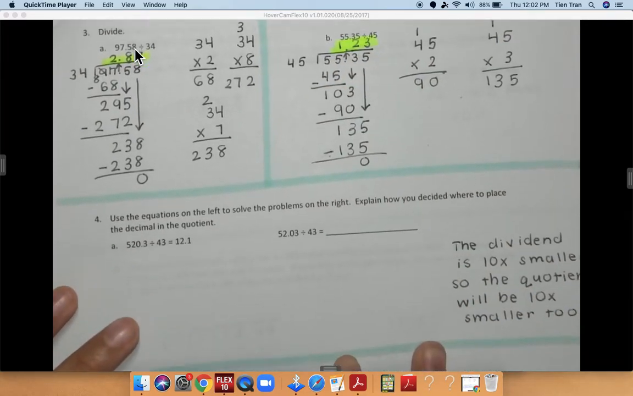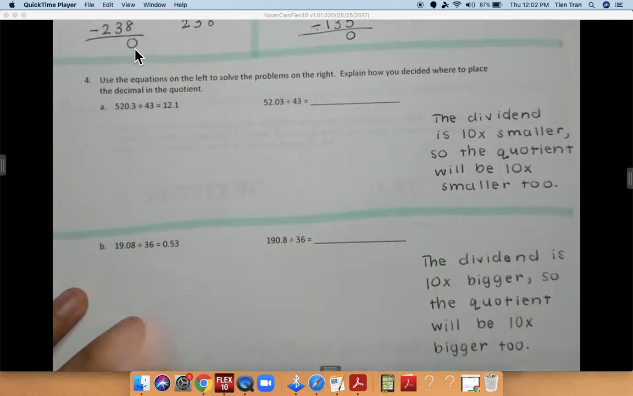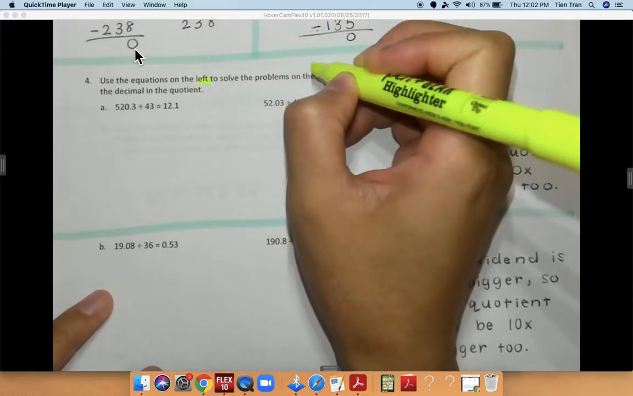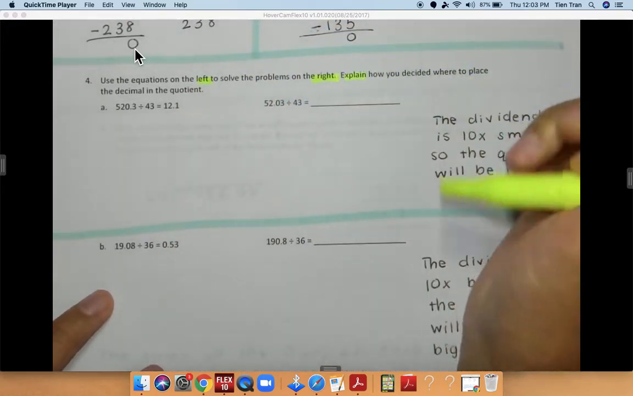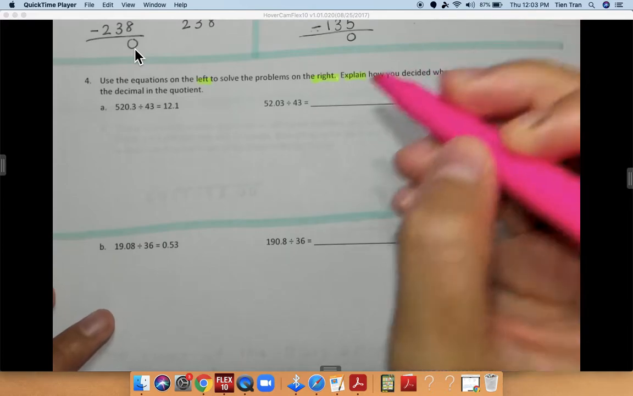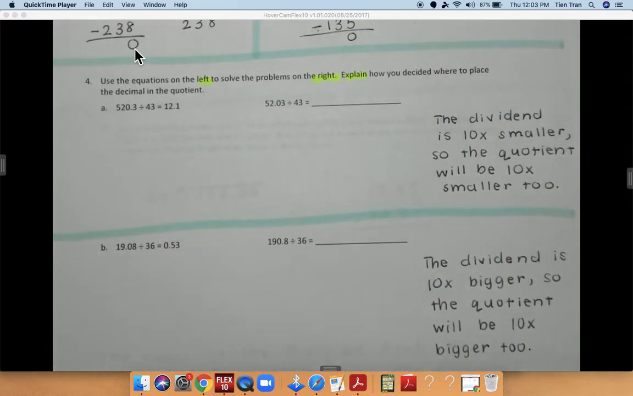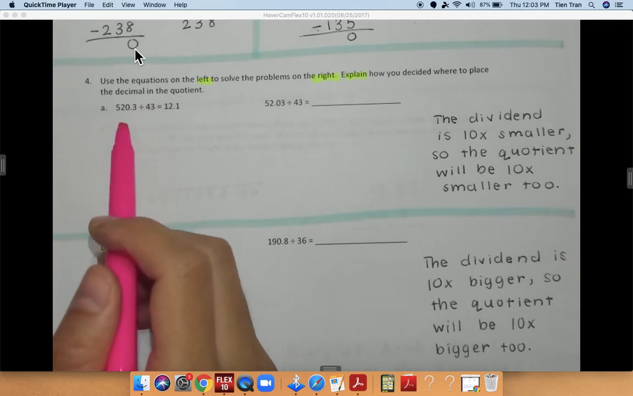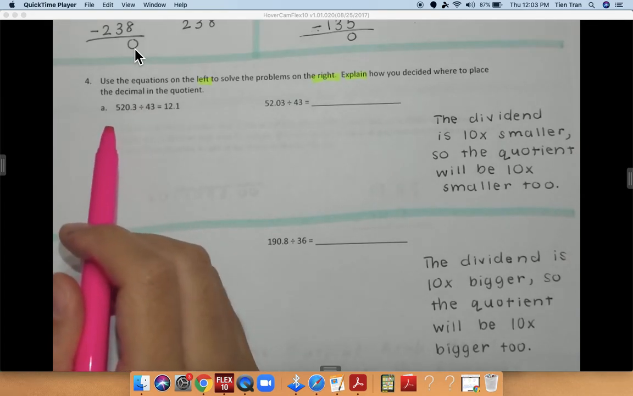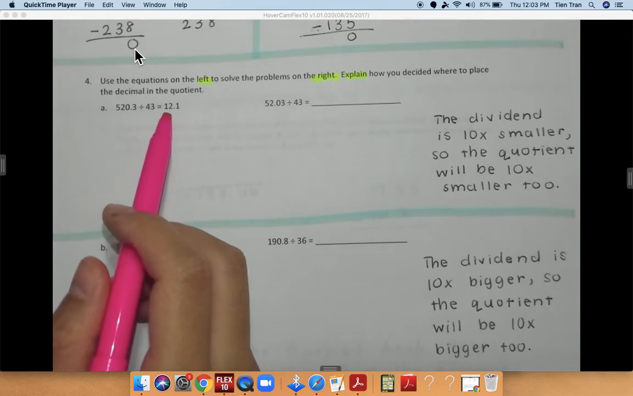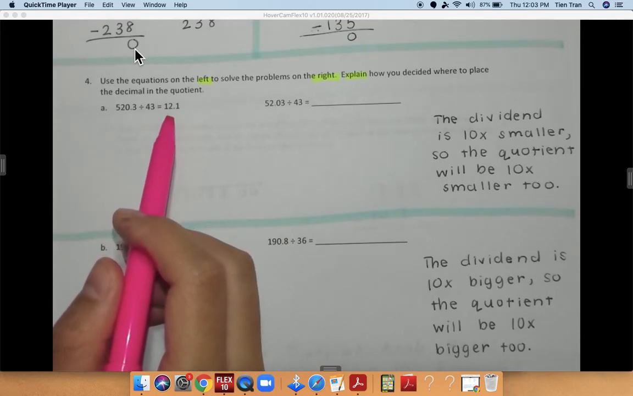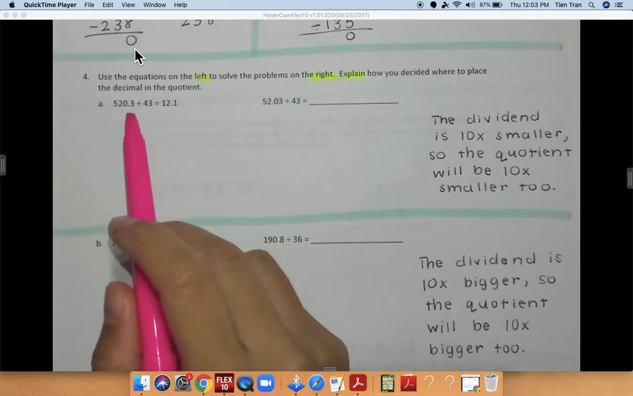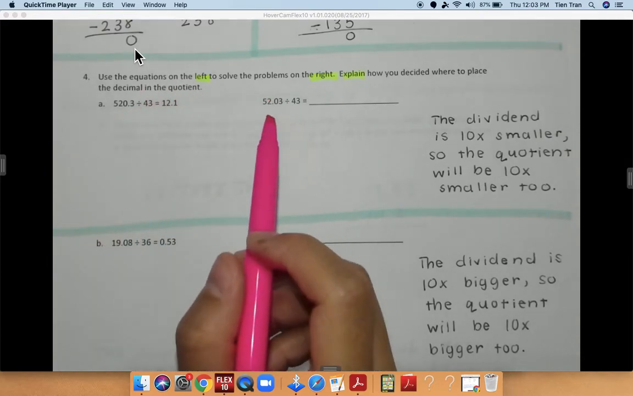Now, I'm going to move on to problem number 4. Problem number 4 asks you to use the equations on the left to solve the problems on the right. Explain how you decided where to place the decimal in the quotient. So very, very interesting. Look here. They give you the answer when they solve 520.3 or 520 and 3/10 divided by 43, which gives you 12 and 1/10. Now, over here, you have the same numbers except for notice where the decimal place is.